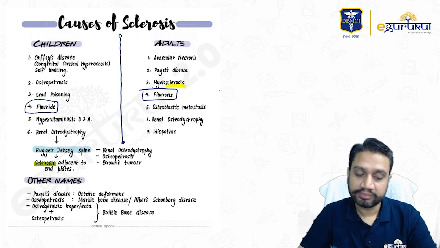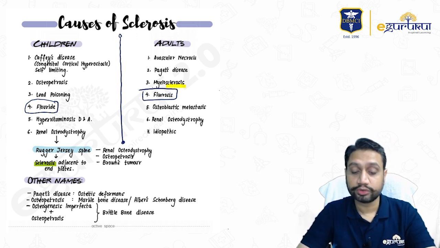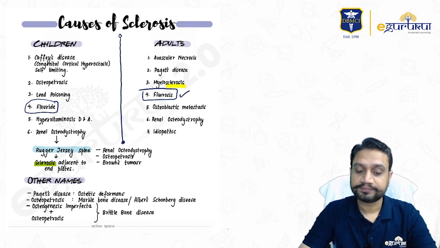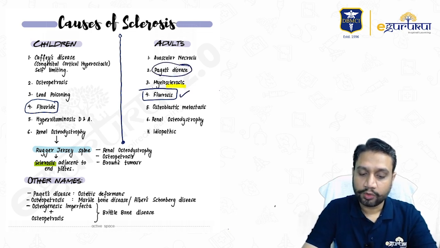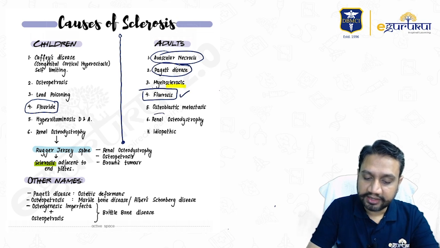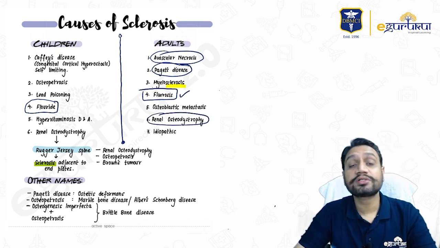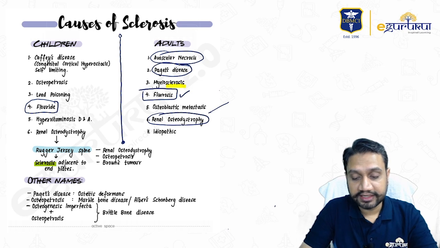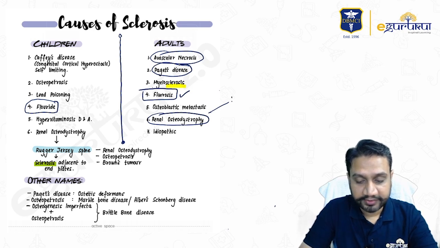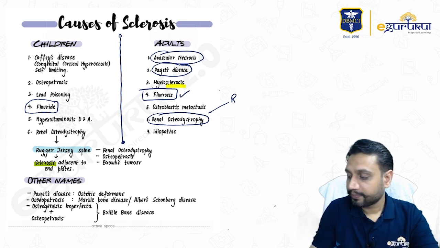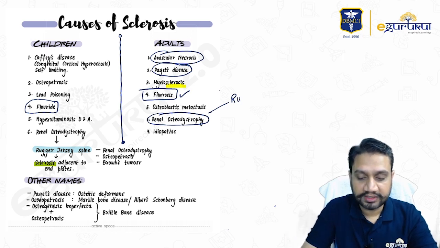If I mark from these causes of sclerosis, the commonly asked ones can be fluorosis, Paget's, avian, and renal osteodystrophy, which produces what kind of sclerosis? Renal osteodystrophy presents with the rugger jersey spine. Remember that? The rugger jersey spine. Do you remember the rugger jersey spine? What was that rugger jersey spine?